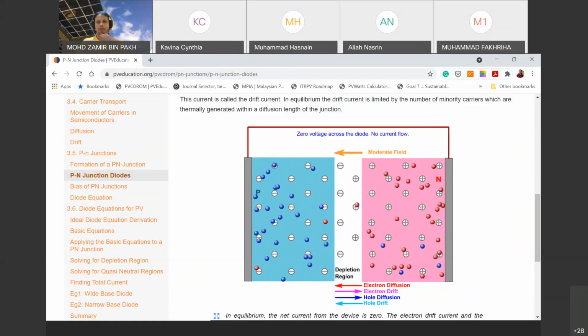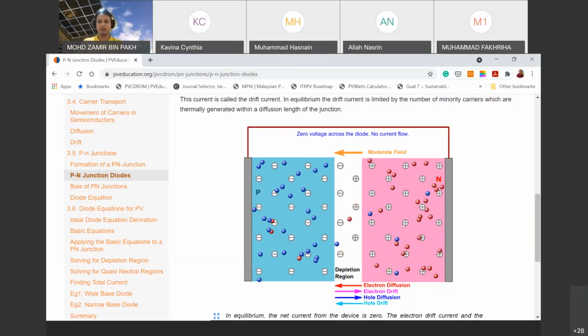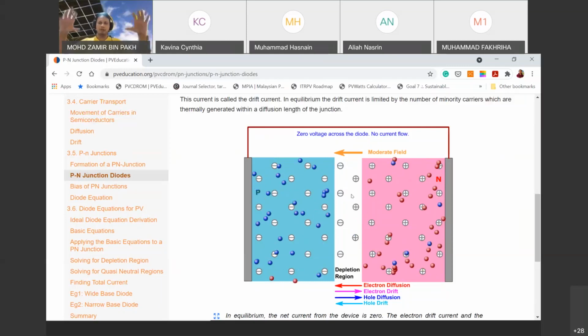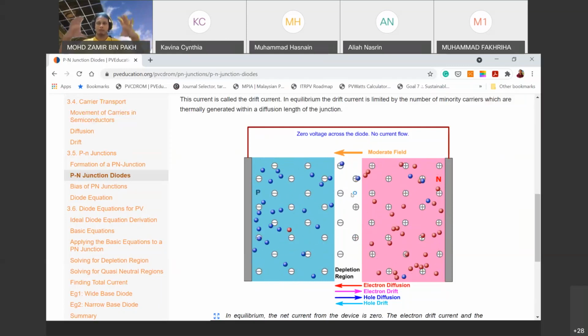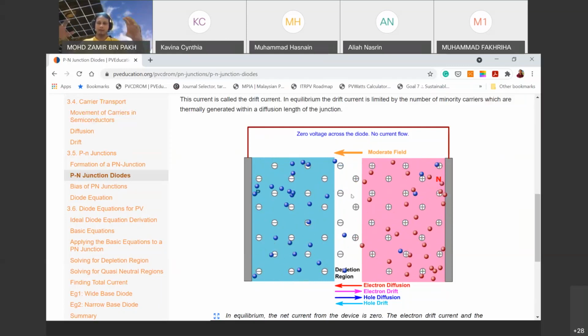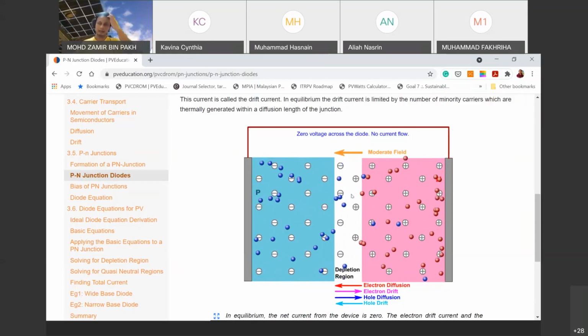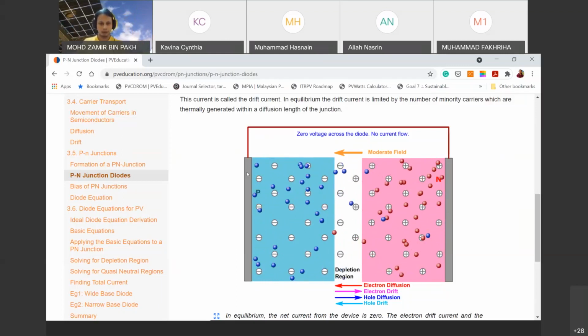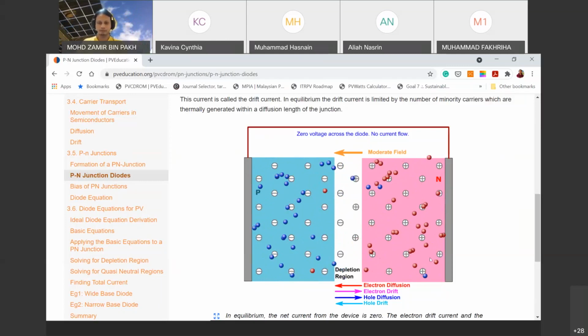Okay, this is just for simplicity, we only look at the central region. But if you want to put everything together, then you have to put the bulk component of the p-type and n-type as well, before you can actually connect the electrodes. This one, the gray ones, are the electrodes.